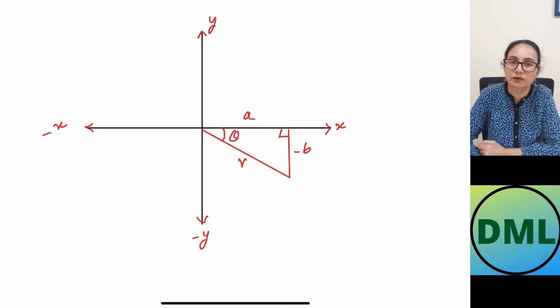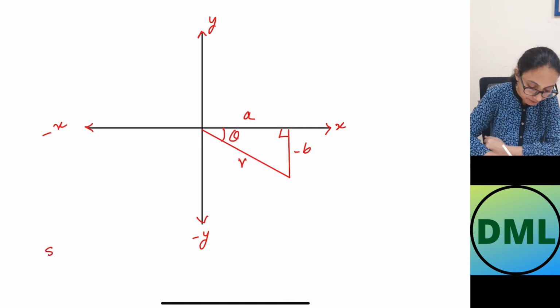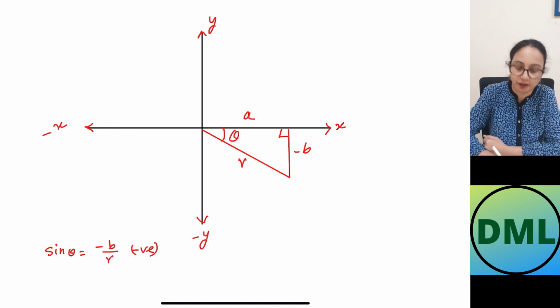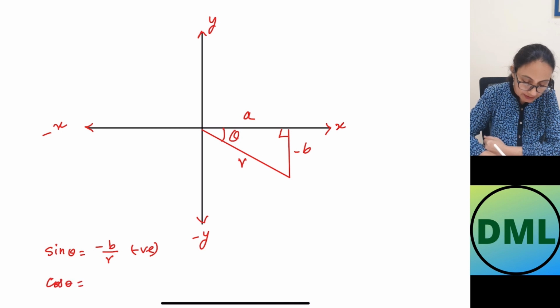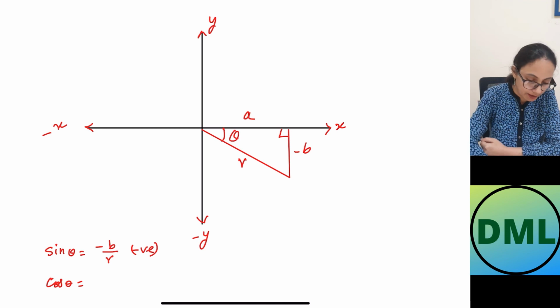Now I will write down the value for sin theta. For this theta angle, this is opposite and this is hypotenuse. So sin theta is minus B over R, which is negative here. Now I will write down the value for cos theta. Cos theta is base over hypotenuse. For this theta angle, this is the base and this is the hypotenuse. So the value is A over R, which is positive here.